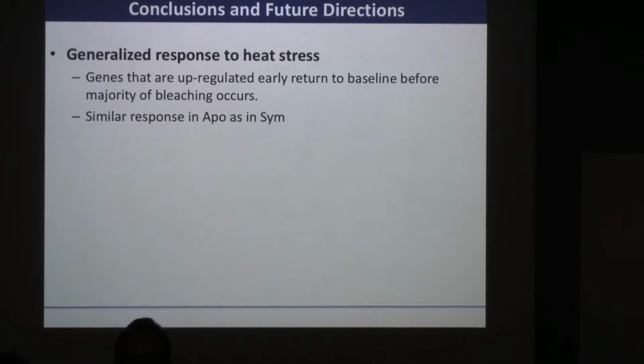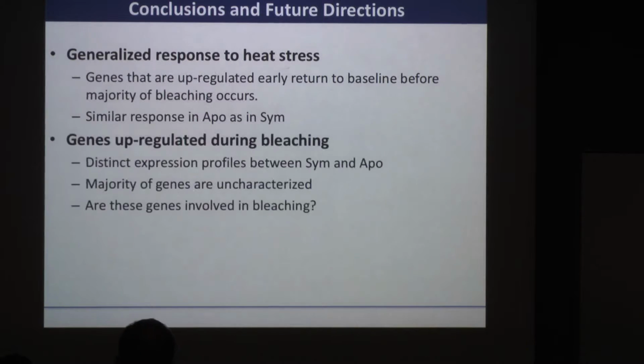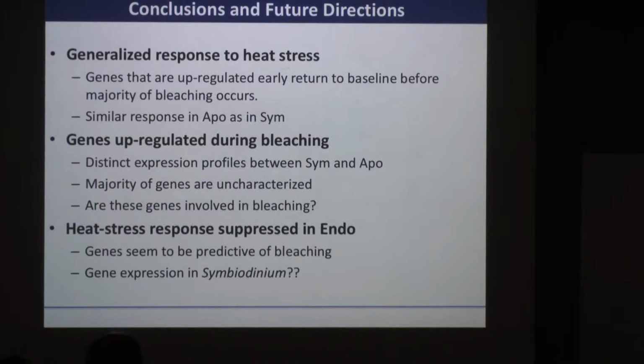So from here, what we're thinking is a generalized stress response to heat stress. We've got this pattern of genes that are up early and then come back to baseline. We see this similar response in both the apo and sym conditions, which makes us think that it's really not dependent on the presence of the symbiodinium. And then we've got these genes that are upregulated early on and stay up. But again, we don't know what these genes are. We have to go back in and clone them individually and see what they might be doing. Are they involved in bleaching? We don't know. And then we also see this heat stress response is suppressed in the more thermally tolerant strain.